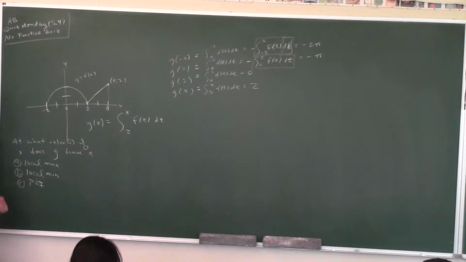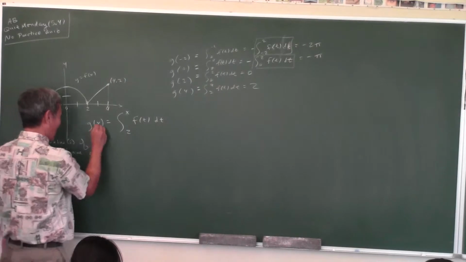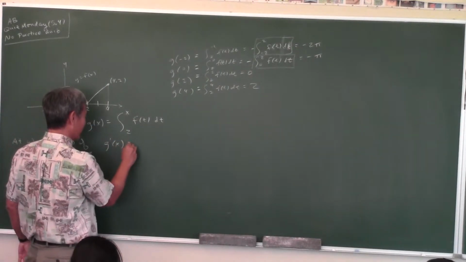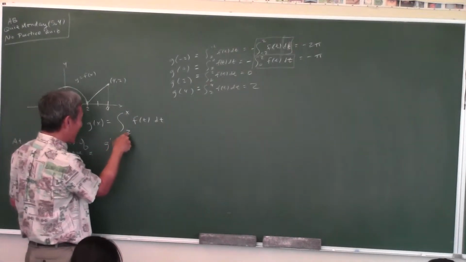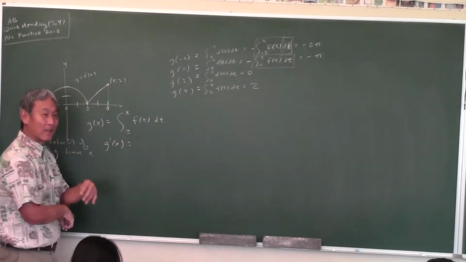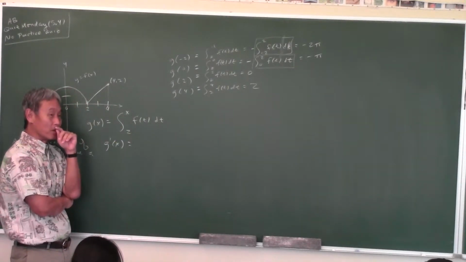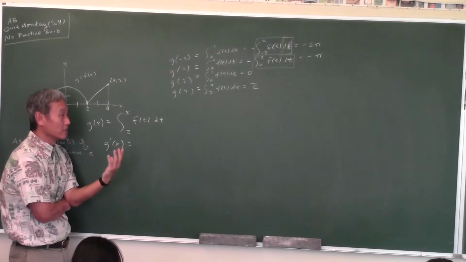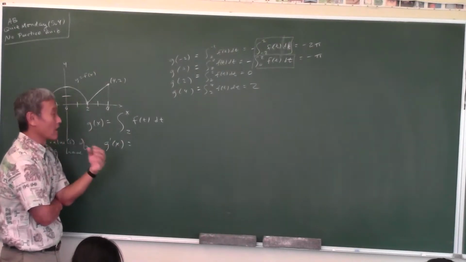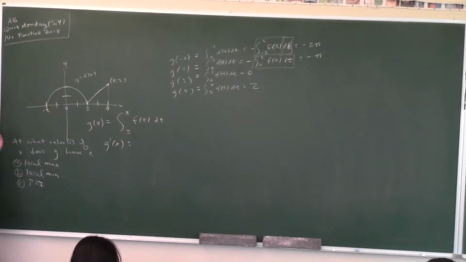So now, how do you find where you have local maxes and mins? You take the derivative and you make a number line. Now, how do I take the derivative of an integral from a constant to something? That was the lesson from last time. What are we going to use? The first part of the fundamental. Exactly. It's called the Fundamental Theorem of Calculus, Part 1.